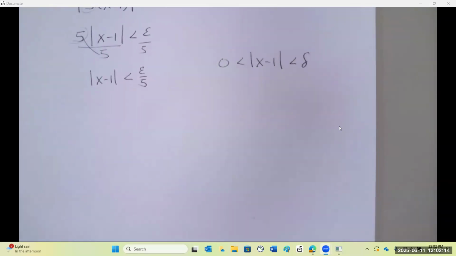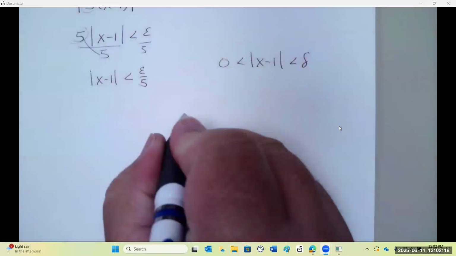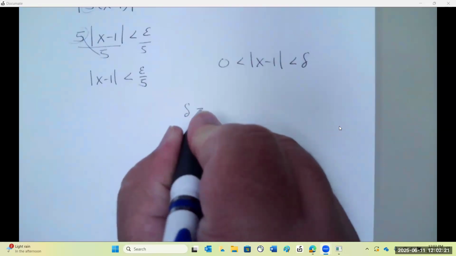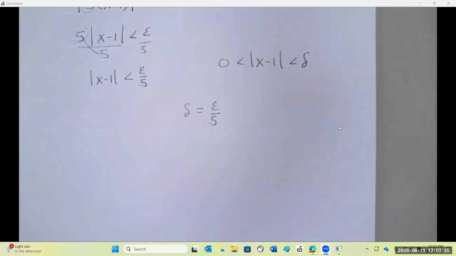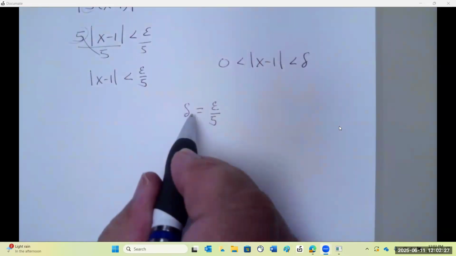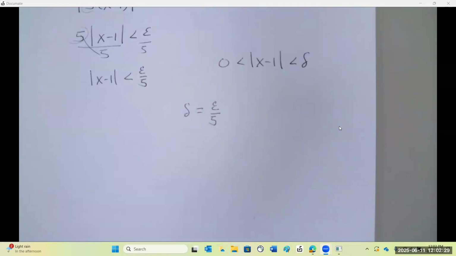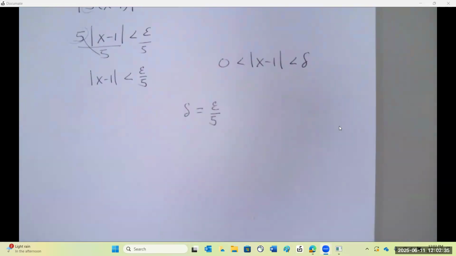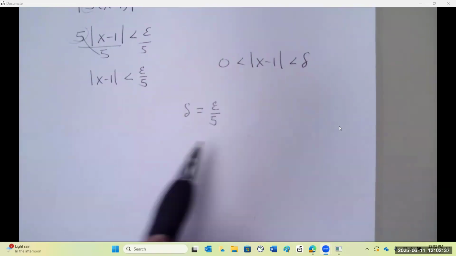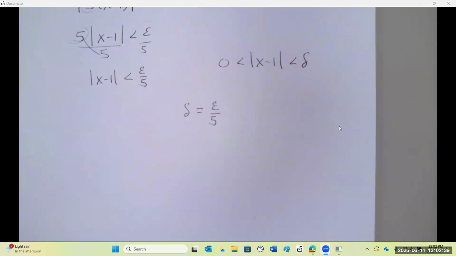So what does that tell us? It tells us that delta is equal to epsilon over 5. However small delta becomes, however close we get to the value c, our function gets closer and closer to our limit value. Actually, 5 times closer. So that tells us that the limit is going to exist.